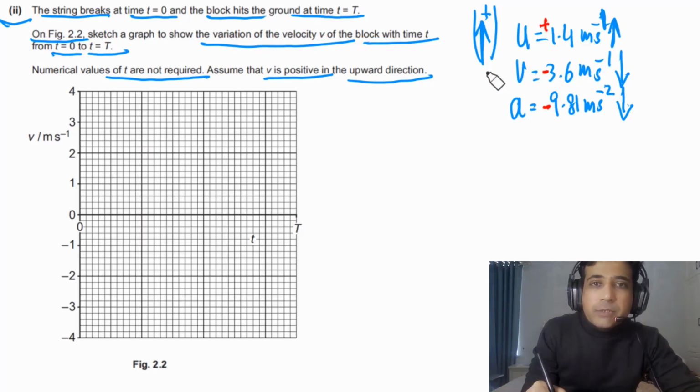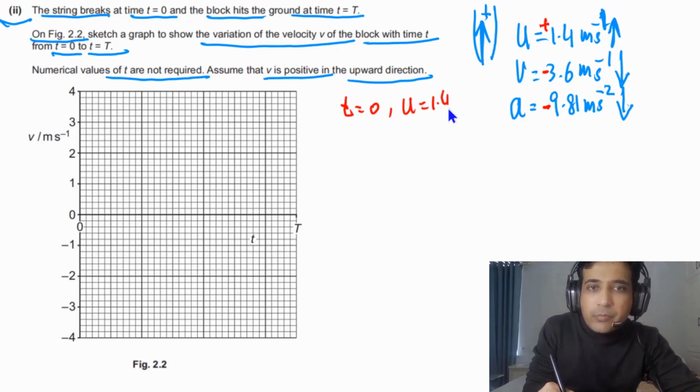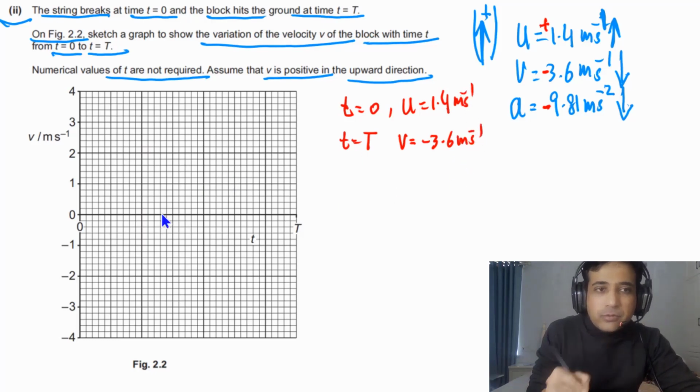So we have time t that is equal to 0. We have value of u that is equal to 1.4. And when t is equal to capital T, we have value of v that is equal to negative 3.6. We can also write down the units. Now simply we have to take these points on the graph and we can sketch.